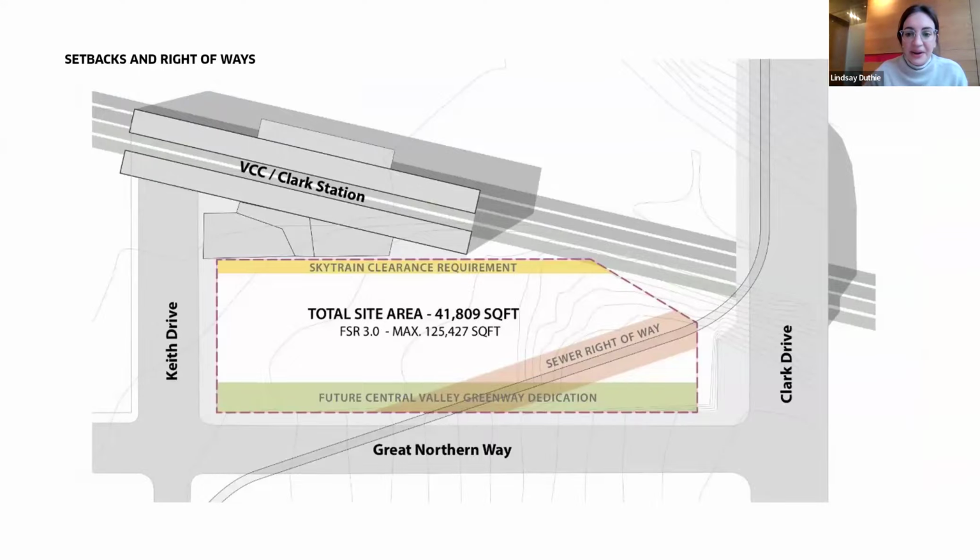And our site was very complex. It has a 12-meter grade change from Keith Drive to Clark. We're right up against a SkyTrain station, as you can see, VCC Clark SkyTrain station there. So we had those setback clearances that were required. We also have the future Central Valley Greenway dedication along the south there in green. And then we also had, I think, a 100-year-old sewer line that's running diagonally through our site, which could not bear any load. So these were some of the challenges we had dealing with the site.